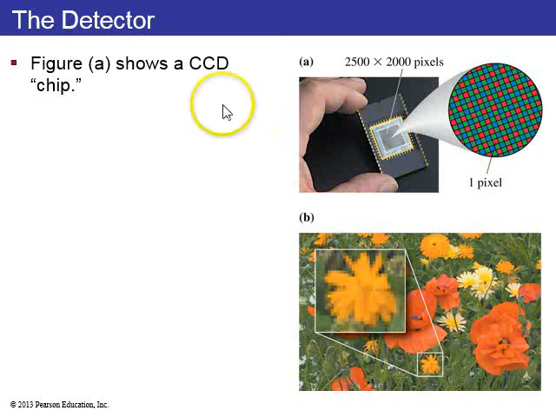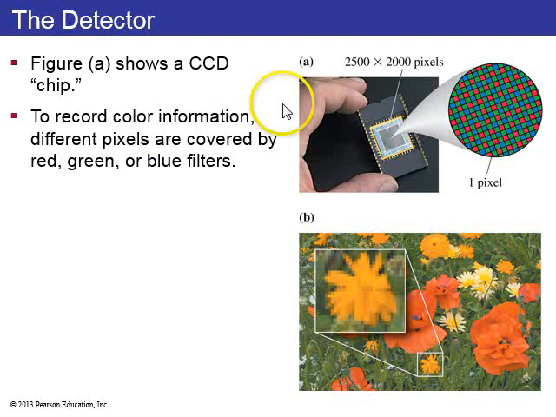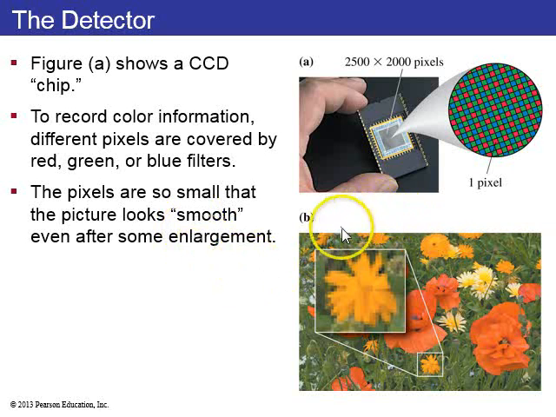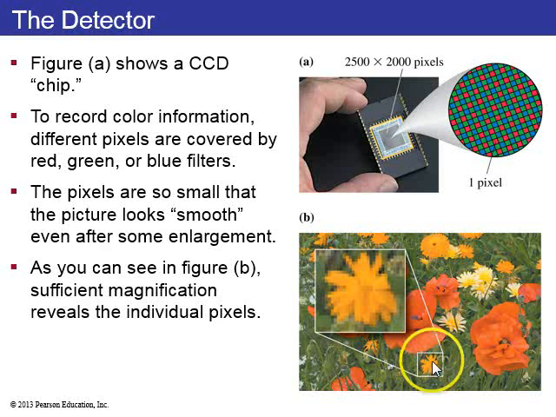So the detector is called a CCD, or a charge-coupled device is what that stands for. Most people just call it the chip. And what the chip has is many, many pixels, so millions of little pixels, and each pixel is covered by either a red or a green or a blue filter, so it's sensitive to only one of these 3 colors. And there's so many pixels, and they're so small that the picture looks smooth. Okay, but as you can see, if you zoom in too much on a picture, on any photograph, you will start to see the individual pixels, these little squares.